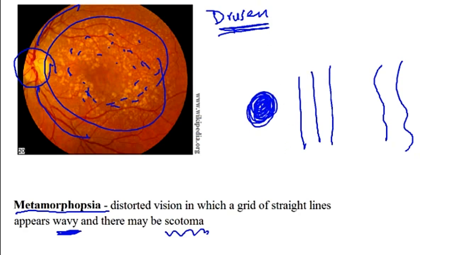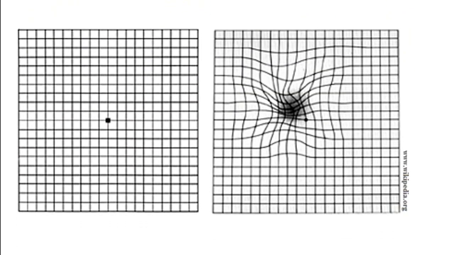And so here is an example that may show up on your exam. A patient may come to you and complain that the lintel of the door as well as the window blinds no longer appear straight. They appear kind of wavy. And then the question is, what test should you order next? And so the answer to that question is the Amsler grid. So here is an example of an Amsler grid.